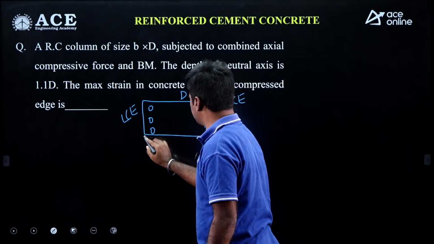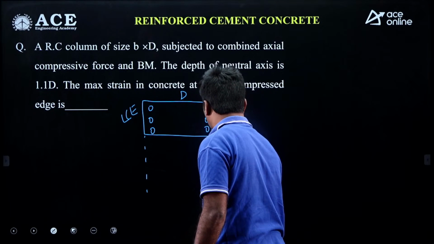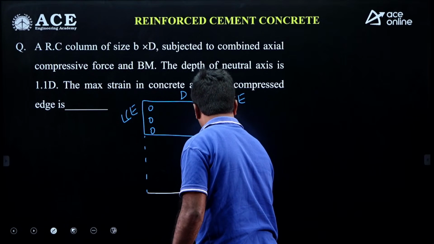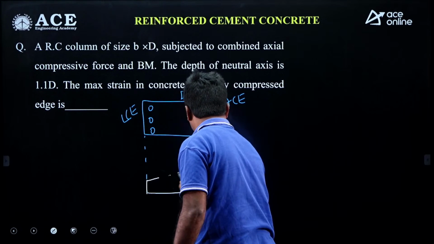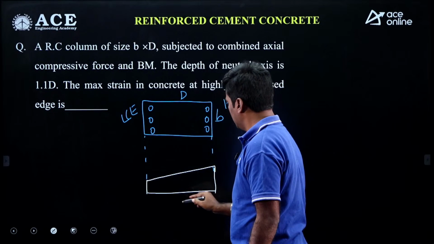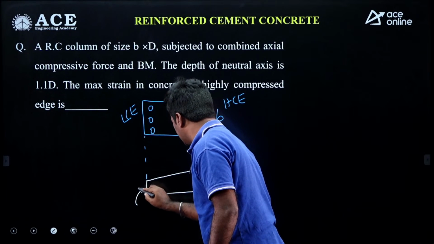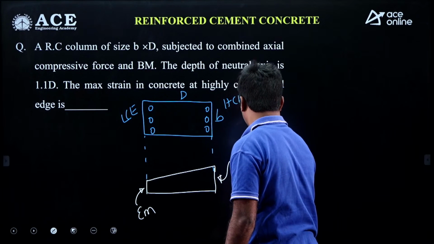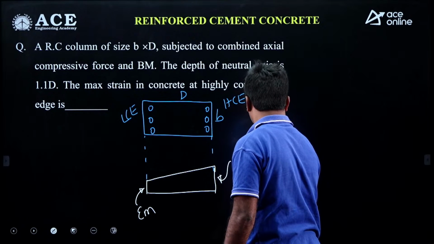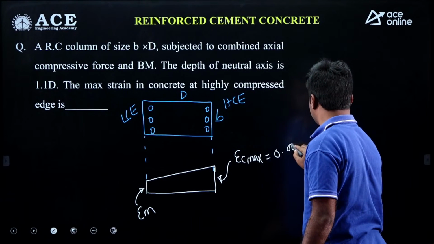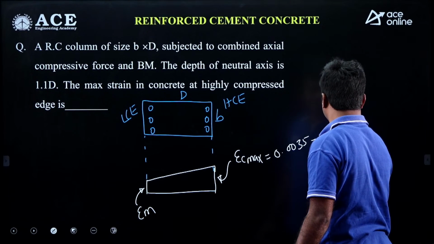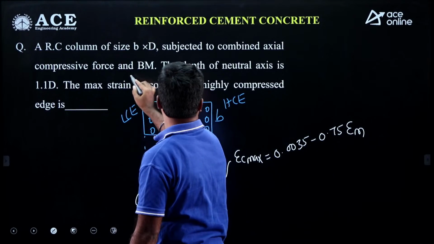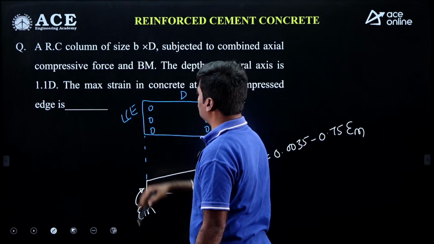Coming to the strain diagram, when the column is subjected to combined axial compression and bending moment. At this point the strain, consider it epsilon m. At this point the strain will be epsilon c maximum. This value is 0.0035 minus 0.75 times epsilon m. Just take it, the depth of neutral axis is given as 1.1 D.